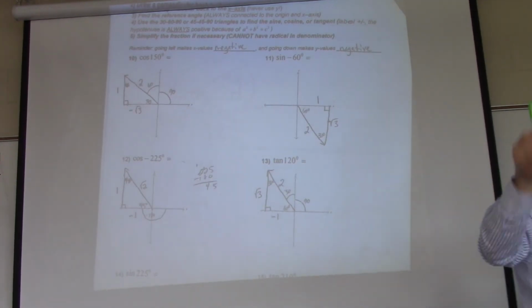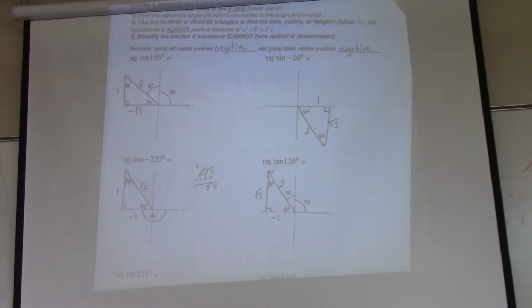The hypotenuse is never negative. Let me say it again. The hypotenuse is never negative. And it's because of the Pythagorean theorem. You would square the one, you'd square the other. If you add them together, they're both positive. Okay? Don't need to know why. You just need to know never, ever is the hypotenuse negative.